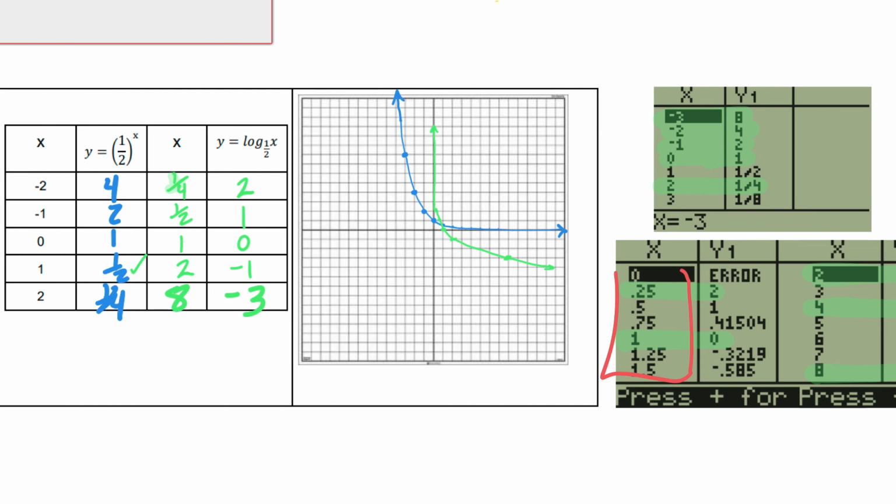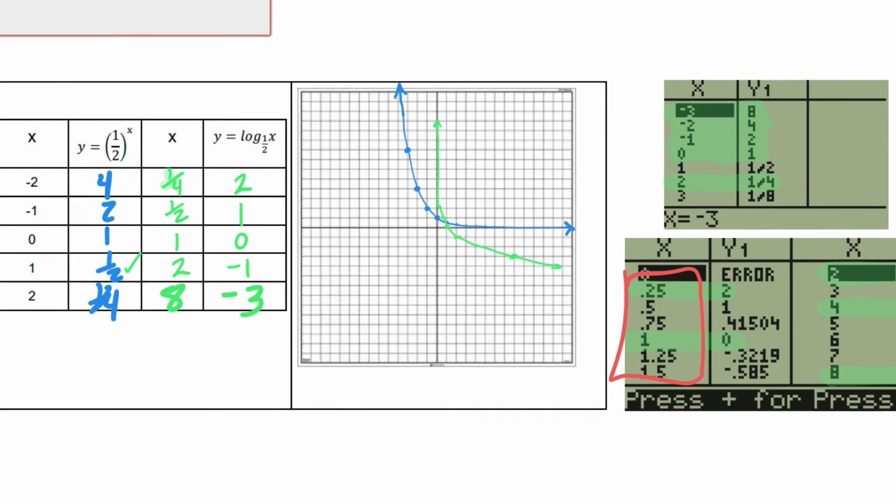I traded my table out over here. I set my table to count by 1/4 so that I could see more values to plot because it's really hard to find those. Again, just steal from the exponential is a good way of doing those.